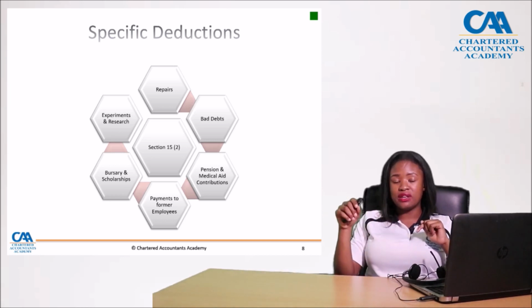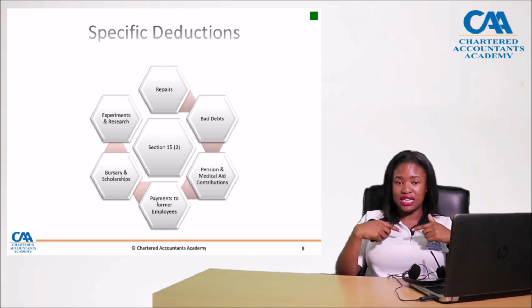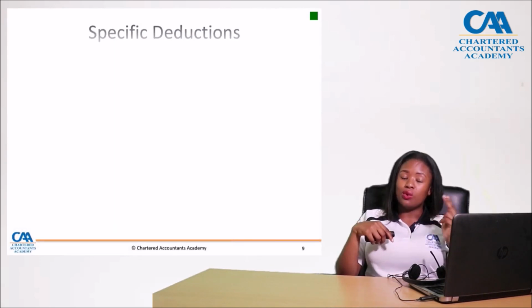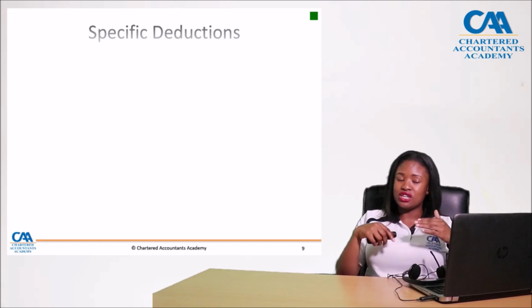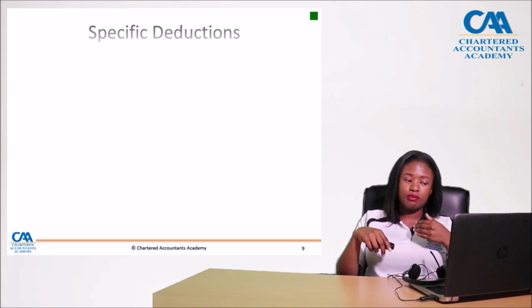So if it is capital in nature, then you have to go and seek for capital allowances, which we're going to learn later in part 2 of this lecture, those are the ones that you will be allowed. But with regards to a normal deduction, it won't be allowed, because I'm sure from our gross income definition that we already know, it is capital in nature.